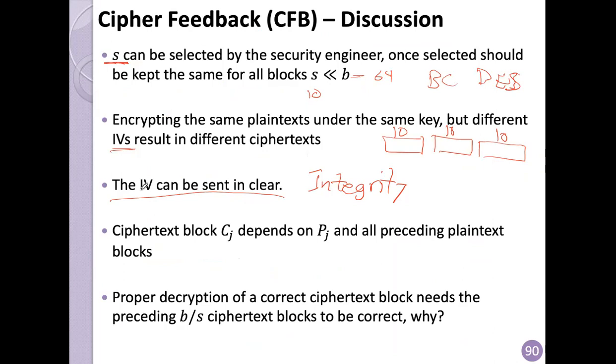Okay, in terms of dependency, because one of the basic goals is to make some type of dependency or relation between block number I and previous blocks. In this mode of encryption, the output of the encryption at block J depends on the plain text J, which is of course true, and also on all prior or preceding plain text blocks. So CJ is a function of PJ, PJ minus 1, and so on all the way up to P1.